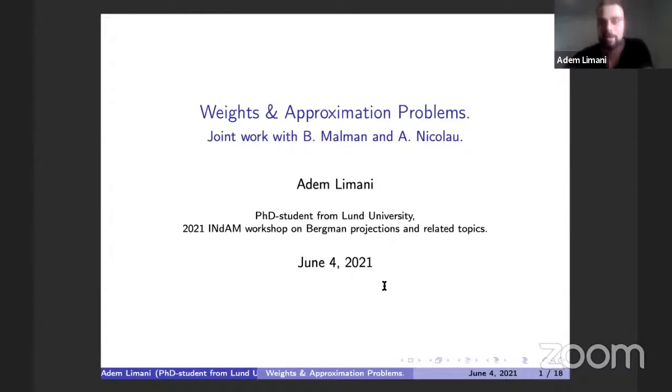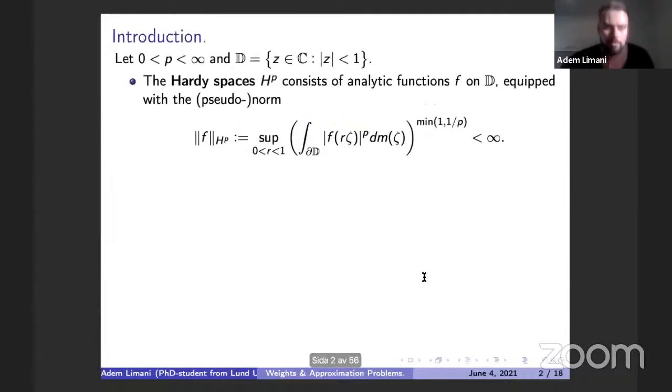But then I decided that I will try to talk about Béchollet weights and Muckenhoupt weights, and these are somewhat connected to the Bergman projection and the Riesz projection, respectively. And there's some joint work with Bartosz Malman and Artur Nicolau. All right, so let me begin.